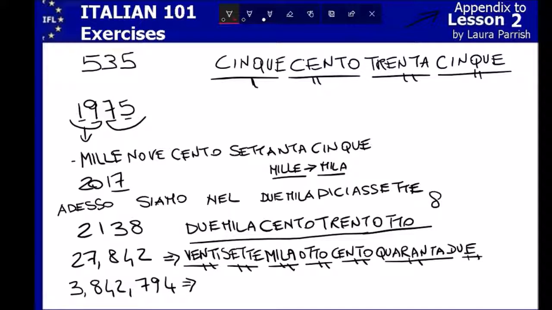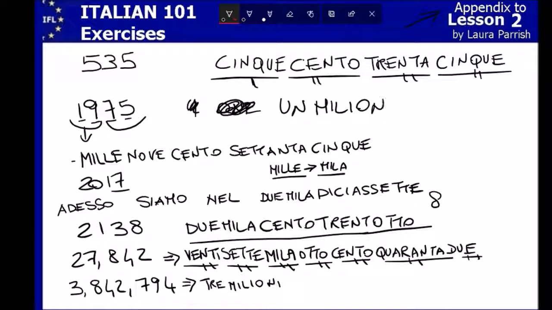Last one, allora, 3,842,794. Okay, 3 milioni. 1 million, in this case we put the number in front, un milione. And the plural is milioni. So milione, million. Milioni, millions. So 3 million is 3 milioni.